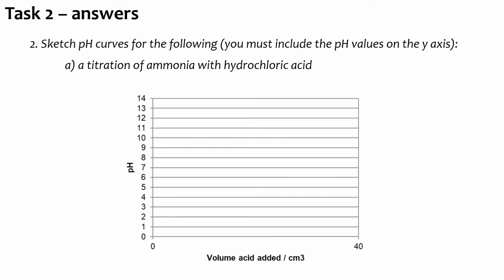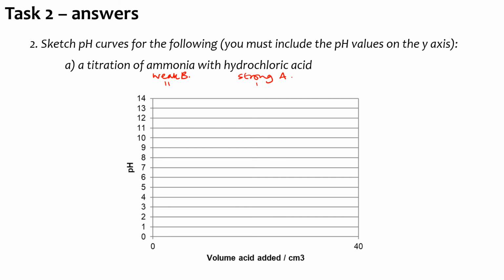Number 2, sketch pH curves for the following. You must include the pH values on the y-axis. Well, I've put the pH values in just here. So we have a titration of ammonia, which is a weak base, with hydrochloric acid, which is a strong acid. So weak bases are going to be around 10 or around 11-ish on the pH, and the strong acid is going to be around pH 1.